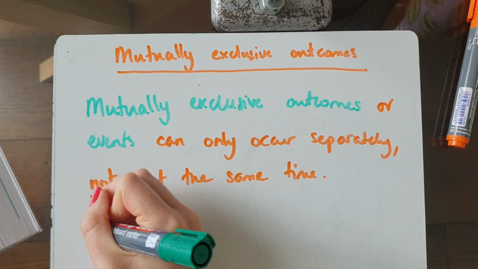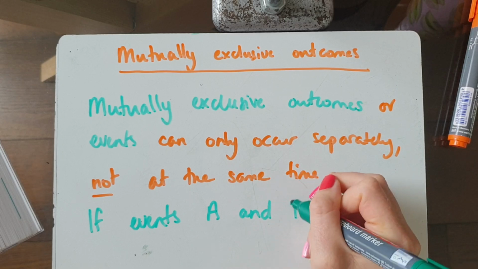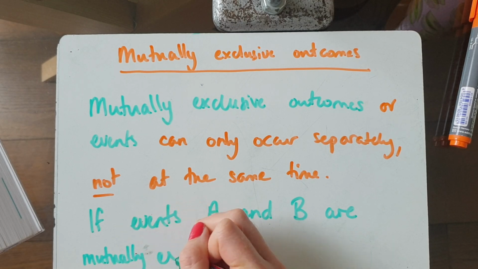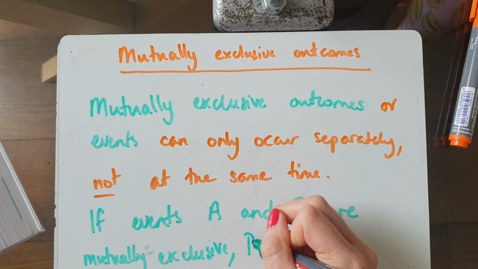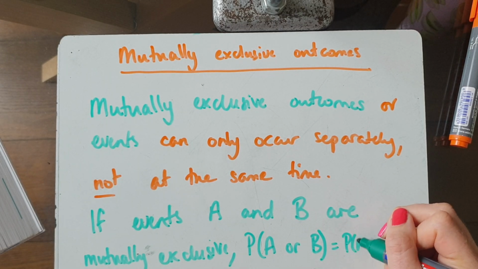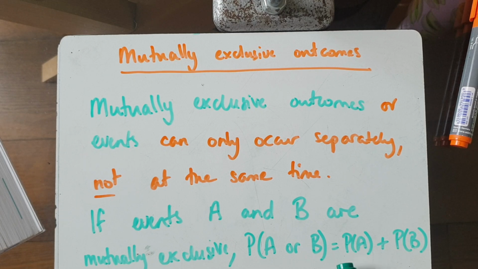And if two events, let's call them A and B, are mutually exclusive, then the probability of A or B happening is the probability of A on its own plus the probability of B. So if I roll one dice, the probability of rolling 2 or 3 would be the probability of rolling 2 plus the probability of rolling 3. So copy that down as well, please.